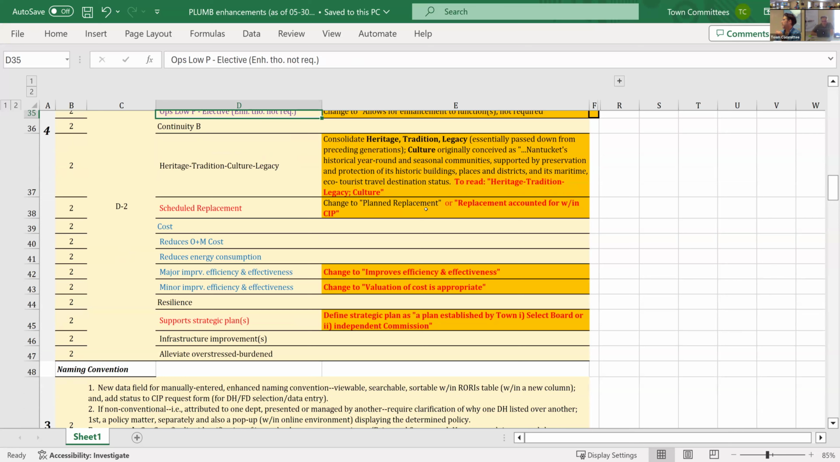Schedule replacement. The one I wanted to cover is we talked about changing to planned replacement. I suggest we change that to replacement accounted for within the capital improvement program, because that's actually what it is. Planned replacement leaves us open to the ambiguity of planned where, planned by the department, planned by whomever.